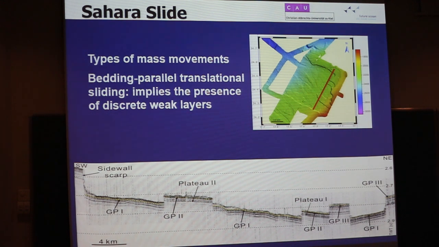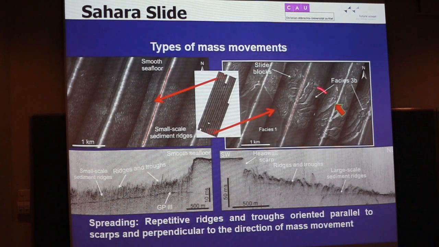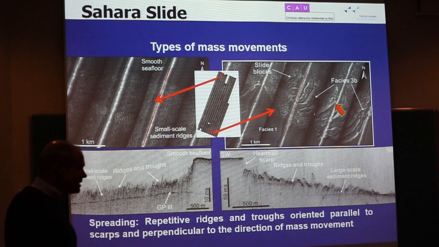That's not the only type of mass movement we have here in the Sahara slide. If you go to the edges, this plot shows the side-scan sonar image. You can think of a side-scan sonar image like an illuminated landscape with shadows and bright zones. Here you see elongated features, here the headwall, maybe going in this direction, and in the interpretation there are some large-scale ridges and some small-scale ridges. In principle, you have a number of repetitive ridges and troughs, oriented parallel to the scarps and perpendicular to the direction of mass movement. This is usually interpreted as spreading.